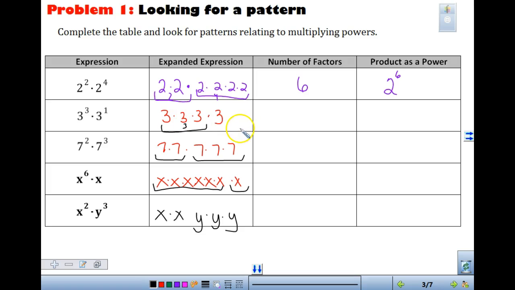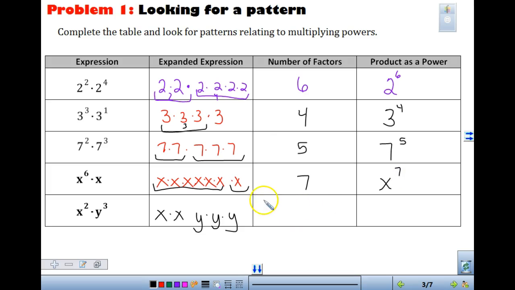So in the second one, as we are taking a look, how many factors do we see? Should be 4, right? How many factors of 7s do we see? 5. How many x's do we see? 7. So now we're going to go over to this product as a power, and we are going to write 3 to the 4th would be our answer. Now, we are not evaluating it, right? We're not putting in that that's equal to 81 on our calculator. We're just leaving it as a power, same in your homework. So this will be 7 to the 5th. This would be x to the 7th.